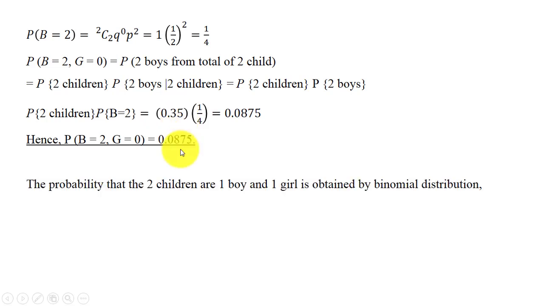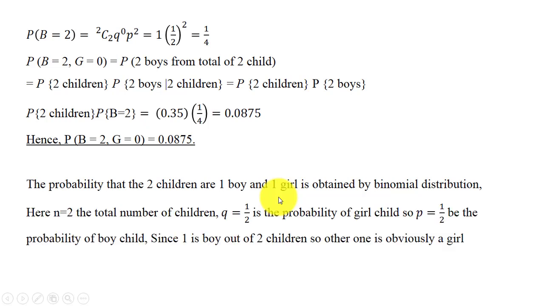Now suppose that one is a boy and one is a girl. So the probability of getting 1 boy and 1 girl out of the 2 children, by binomial distribution, is 2C1 p raised to 1 q raised to 1, that is 1 by 2. Since one child is a boy, automatically the second child is a girl. So P of B equal to 1 is nothing but 1 by 2.